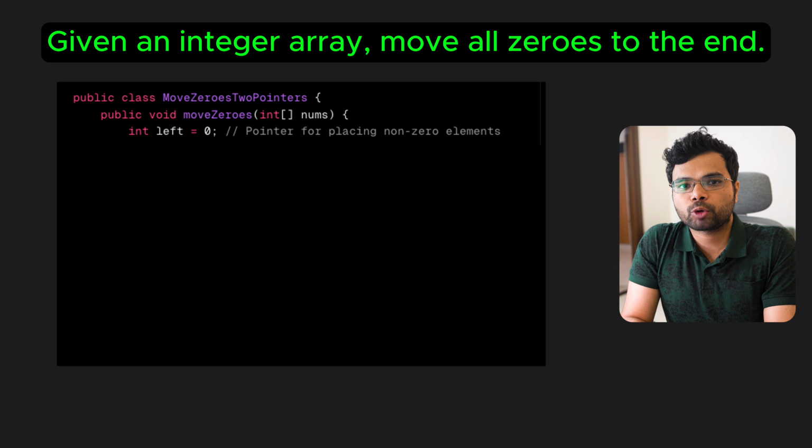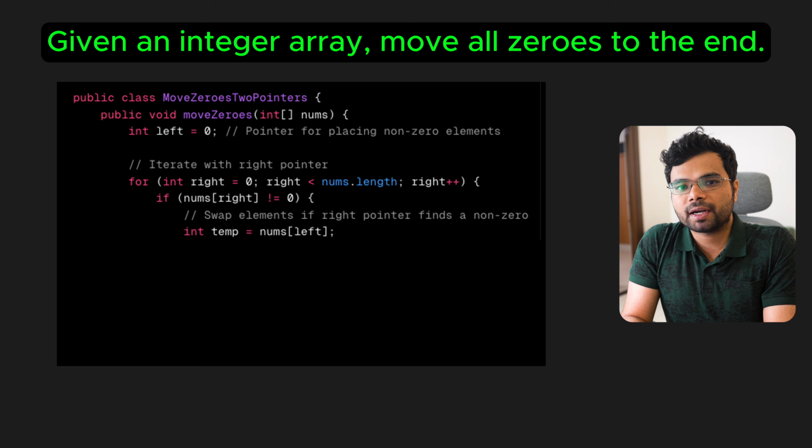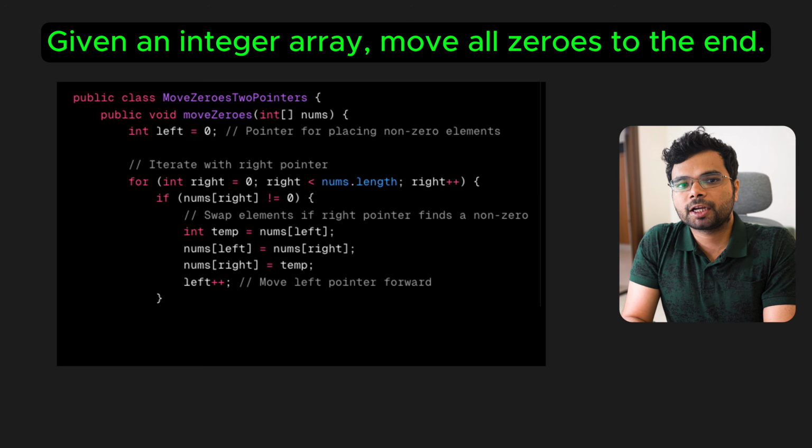Start by initializing the left pointer to 0. It will be used to track and place non-zero elements. Iterate over the array using a right pointer to locate non-zero elements. If you find a non-zero element, swap the element at left and right pointer and increment the left pointer.